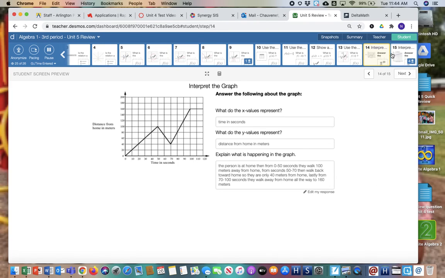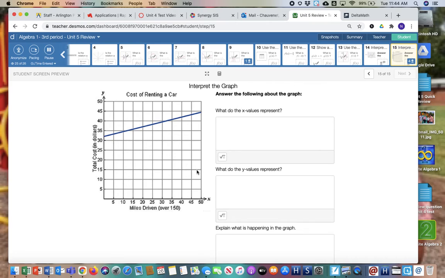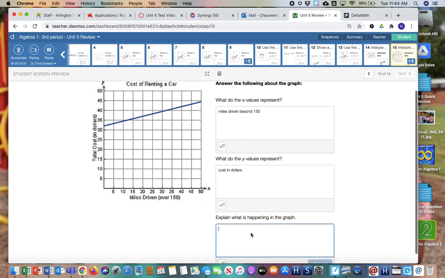Okay? Alright, so now let's think about it one more time with a different scenario. Here it's talking about cost of renting a car. So again, let's knock out the two that we should know. What do the x values represent? Oh, it's the miles driven. Now notice this part. Miles driven over 150. Okay, so it's your miles driven beyond 150. So after 150. What do the y values represent? Total cost in dollars. Okay, so it's our cost in dollars. All right. So what the heck is happening in the graph?